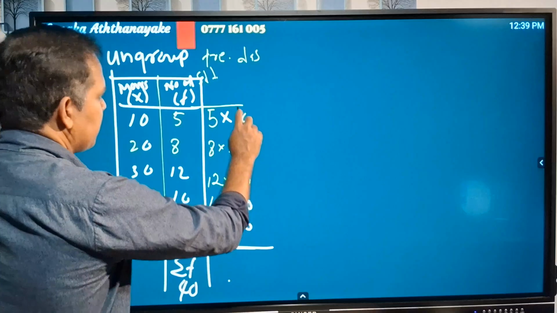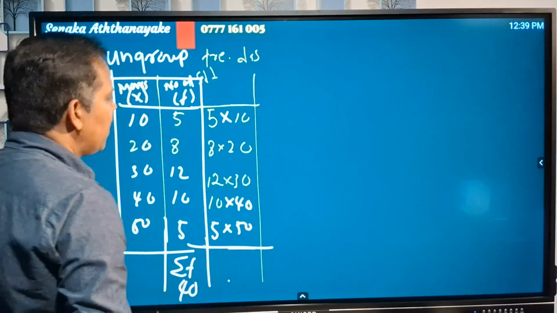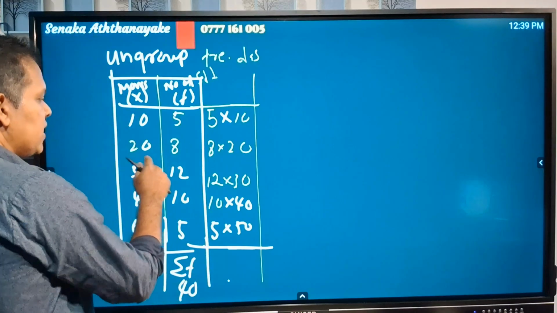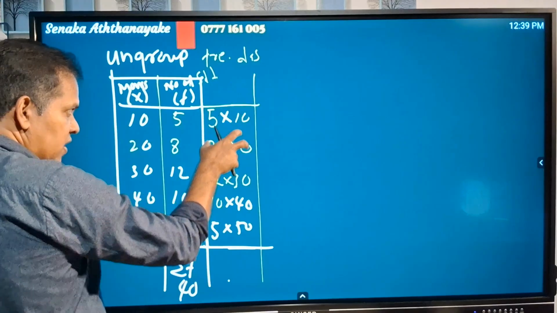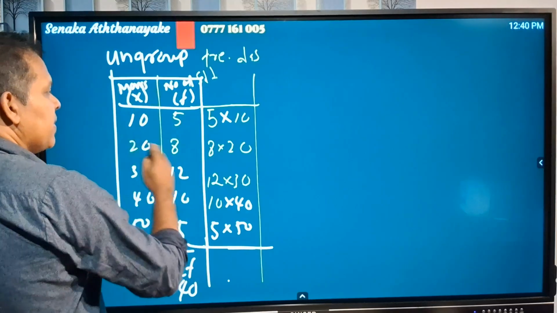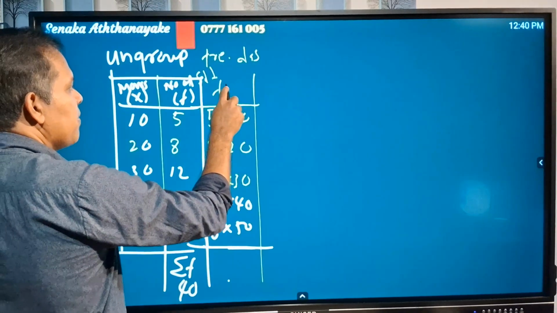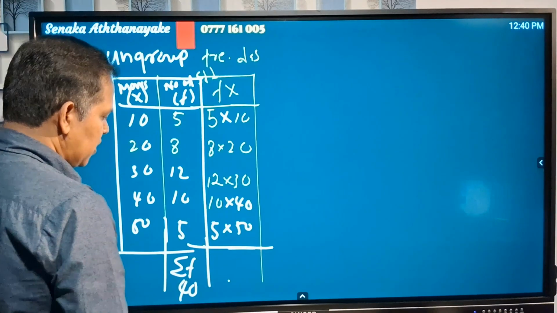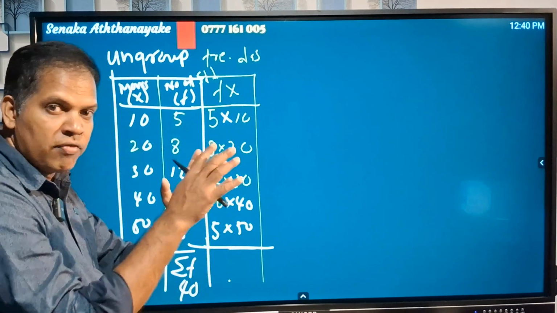Okay, before that, tell me, I prepared this column with what? 5 into 10, 5 into 10, 8 into 20, 8 into 20, 12 into 30, 12 into 30. That is, this column was made using f into x, 5 into 10. That is f into x. So this column can be named as what? Fx column. Got it? Very easy. Fx column.